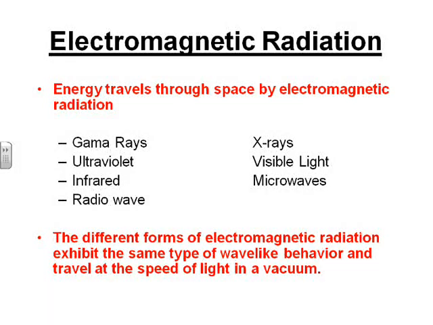Now, energy travels through space by electromagnetic radiation. Examples of those are microwaves, X-rays, gamma rays, ultraviolet rays, etc. The different forms of electromagnetic radiation exhibit the same type of wave-like behavior that electrons do, and they travel at the speed of light in a vacuum.